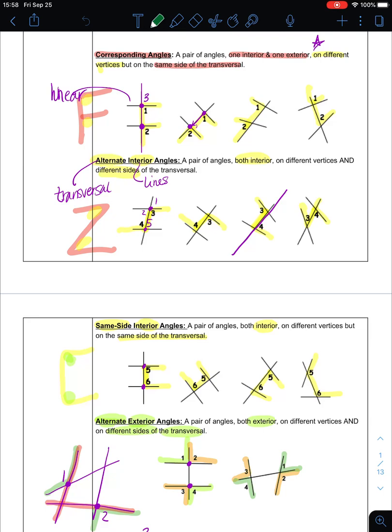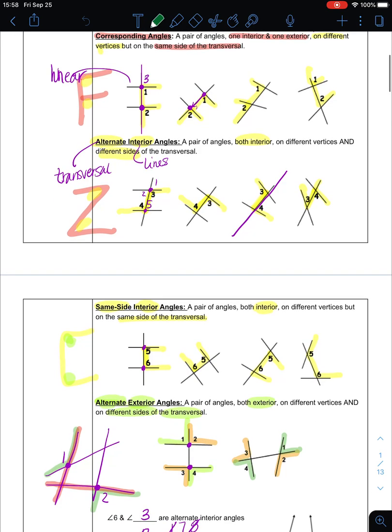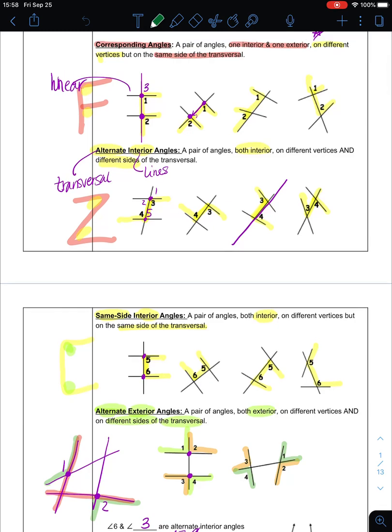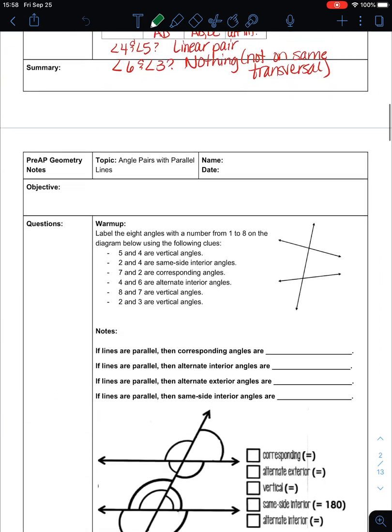Yesterday we talked about these four angle pairs. Corresponding angles resemble an F, alternate interior angles a Z, same side interior a C, and alternate exterior angles don't have a letter, but we talked about alternate exterior angles being on different sides of the transversal, and they're both being exterior. Notice that these lines don't necessarily have any relationship to each other, so location does not depend on how the lines are laid out, how they're oriented.